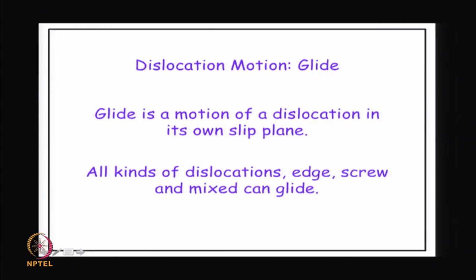Whether unique or non-unique, if the motion is confined to a given slip plane, that motion is called a glide motion, and that is why all dislocations, edge, screw and mixed, can glide. Let us look at what is meant by the glide motion of an edge dislocation.